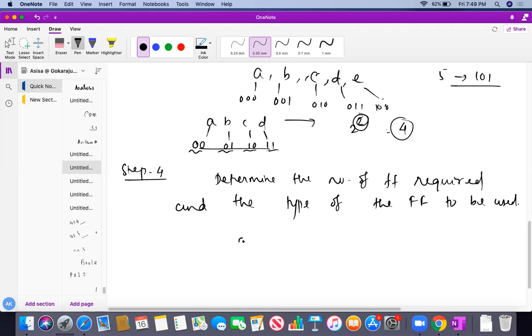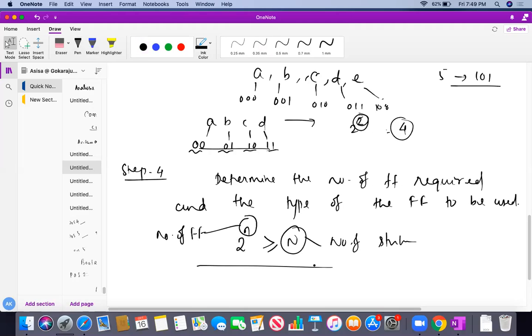So with the help of this formula, 2^n is greater than or equal to the number of states. Here n is the number of flip-flops, and this is the number of states. With the help of this formula, you need to find out how many flip-flops are required to design that particular state diagram, that particular clocked sequential circuit.